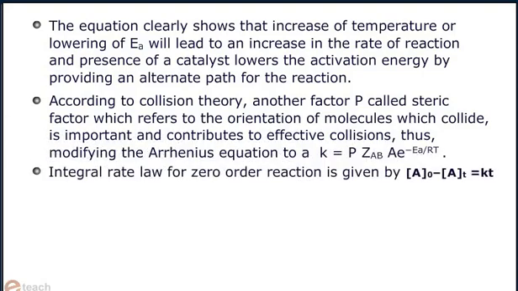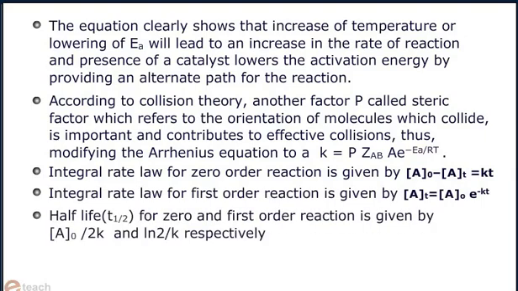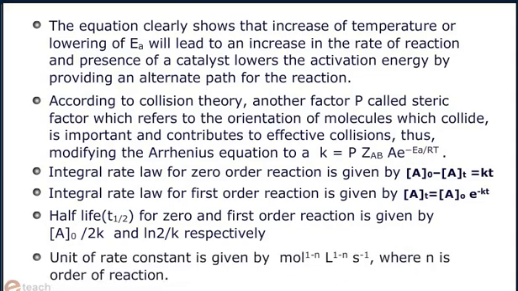Integral rate law for zero order reaction is given by [A]0 minus [A]t equals kt. Integral rate law for first order reaction is given by [A]t equals [A]0 e to the power minus kt. Half-life, that is t-half, for zero and first order reaction is given by [A]0 upon 2k and ln2 upon k respectively. Unit of rate constant is given by mol^(1-n) L^(1-n) s^(-1), where n is order of reaction.